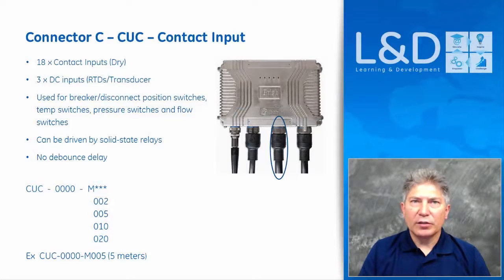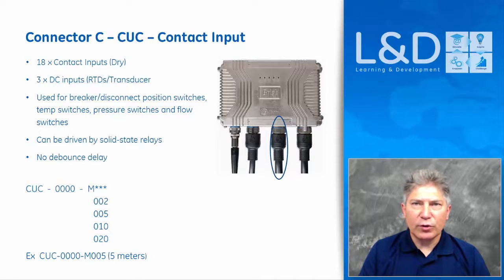Connector C is the location of the contact inputs within the brick. The contact inputs are designed to interface to dedicated, isolated, dry contacts or their electronic equivalents. Examples include breaker disconnect position switches, temperature switches, pressure switches, and flow switches. In addition to mechanical contacts, brick contact inputs can be driven by solid-state relays, such as the brick solid-state relay output contacts. All contact inputs of a given brick use a common return.